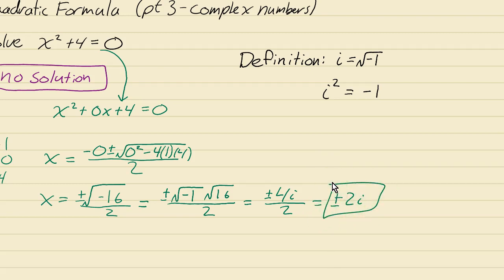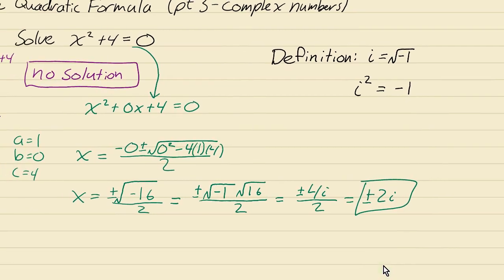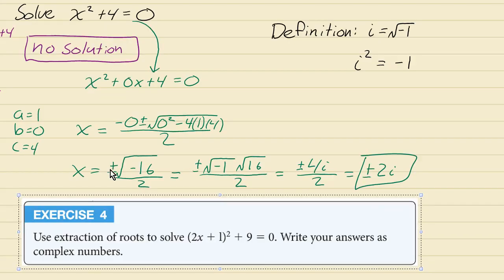So we still can describe the solutions of this. The solutions are not regular old real numbers. They're these fancy new kind of numbers called imaginary numbers. So you could either say no solution, or you could say it's plus or minus 2i. But you should be able to deal with imaginary numbers like this every once in a while.